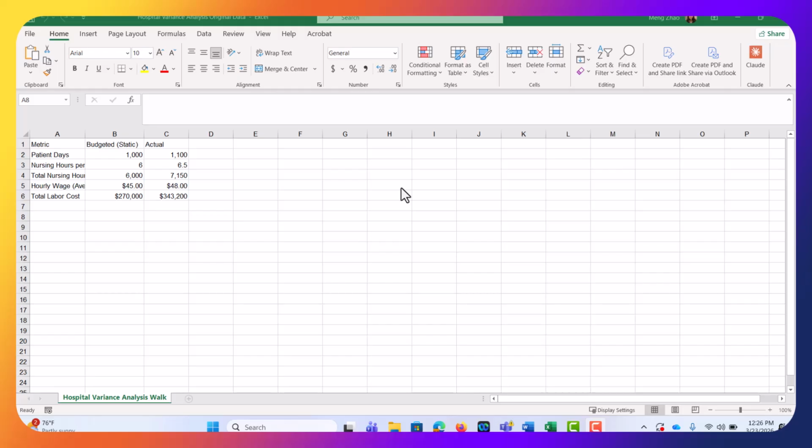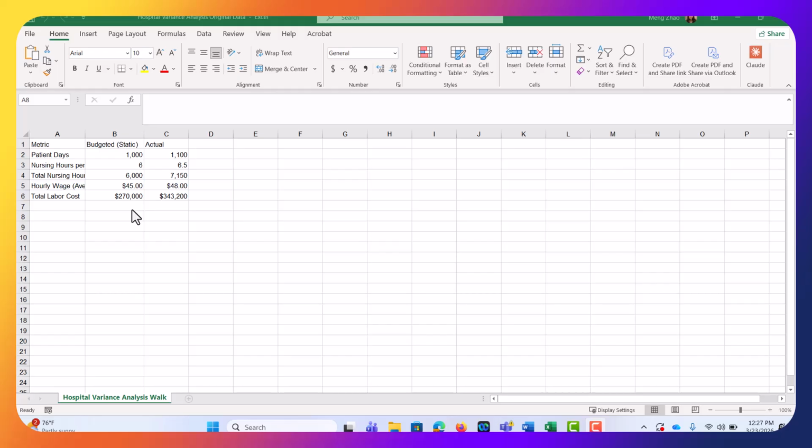Let's start with a simple data set that reflects what nurse leaders often receive. For example, we can have budgeted patient days, actual patient days, hours per patient day, and average hourly wage. Notice that this data doesn't explain anything. It only tells us what has happened, but not why it happened. And that's the reason why we need a variance analysis that can help us understand why it happens.